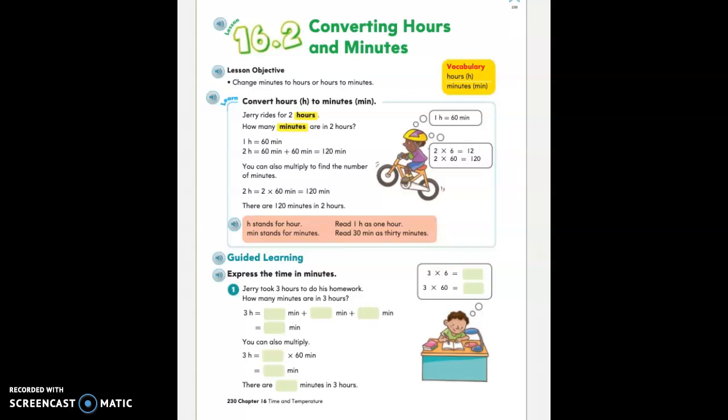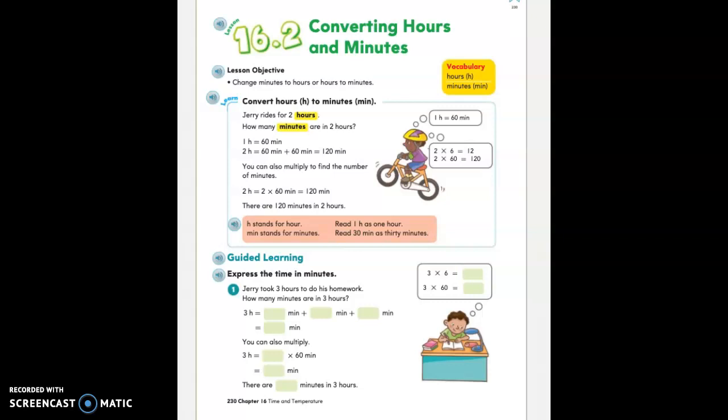So Jerry rides for 2 hours. How many minutes are in 2 hours? First of all, we have to figure out how many minutes are in 1 hour. So 1 hour equals 60 minutes. So 2 hours would be 60 minutes plus 60 minutes, and that's going to equal 120 minutes.